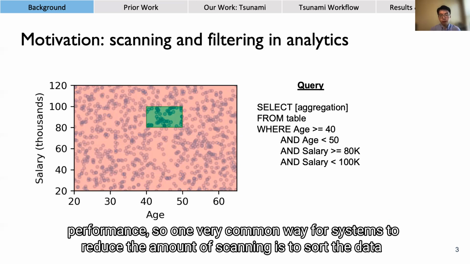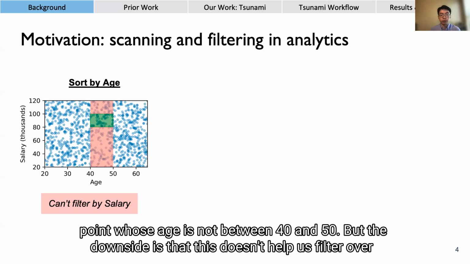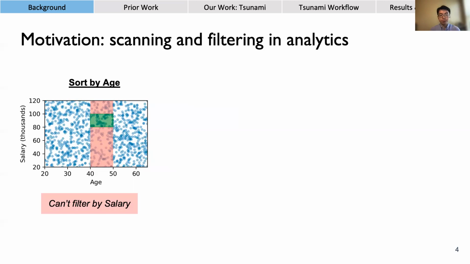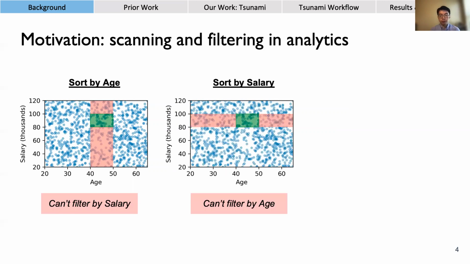One very common way for systems to reduce the amount of scanning is to sort the data by a certain dimension. For example, if we sort all the points by age, we can avoid scanning any point whose age is not between 40 and 50. But the downside is that this doesn't help us filter over the salary dimension. So we still end up scanning a lot of extra data, which I've shaded in red. And of course, if we instead sort by salary, we end up with essentially the same problem.